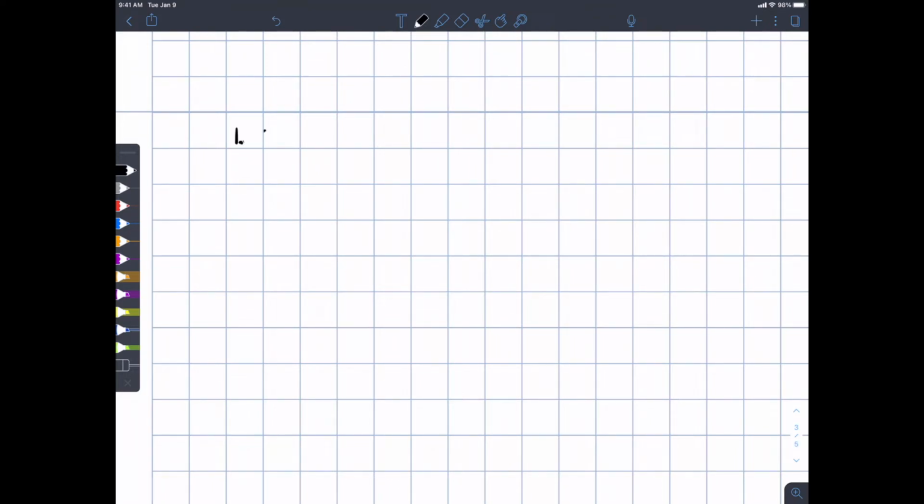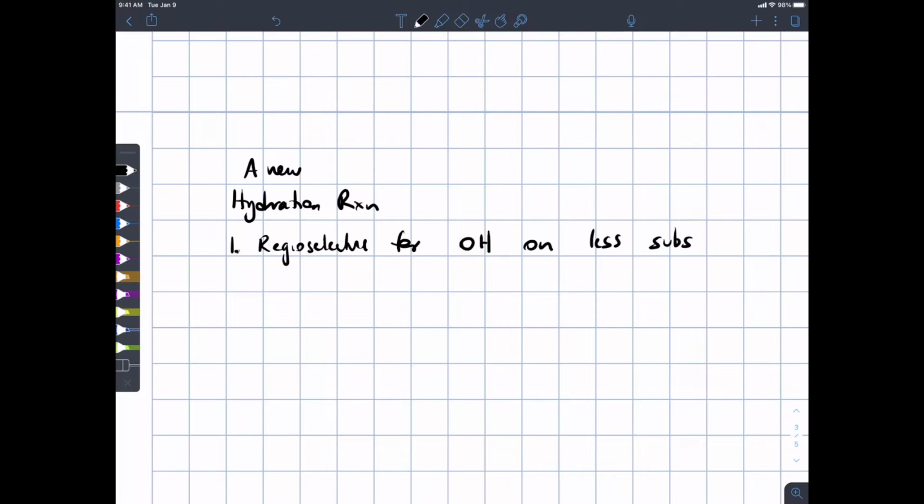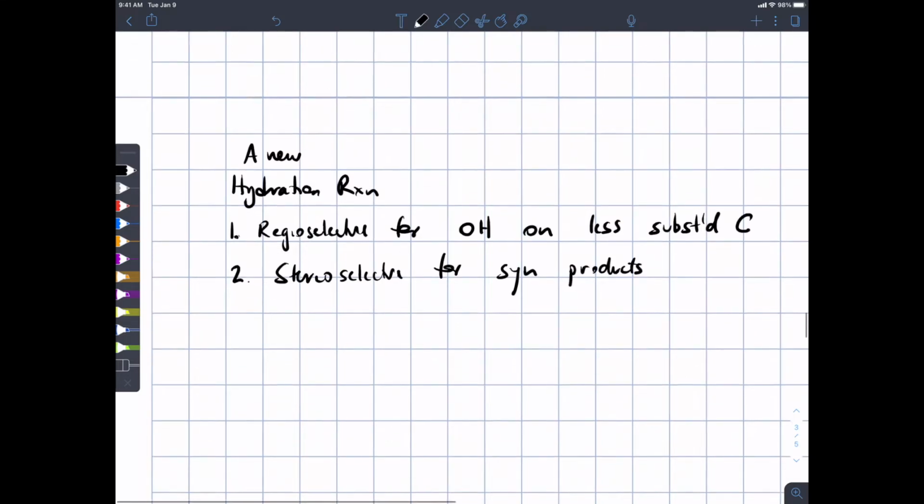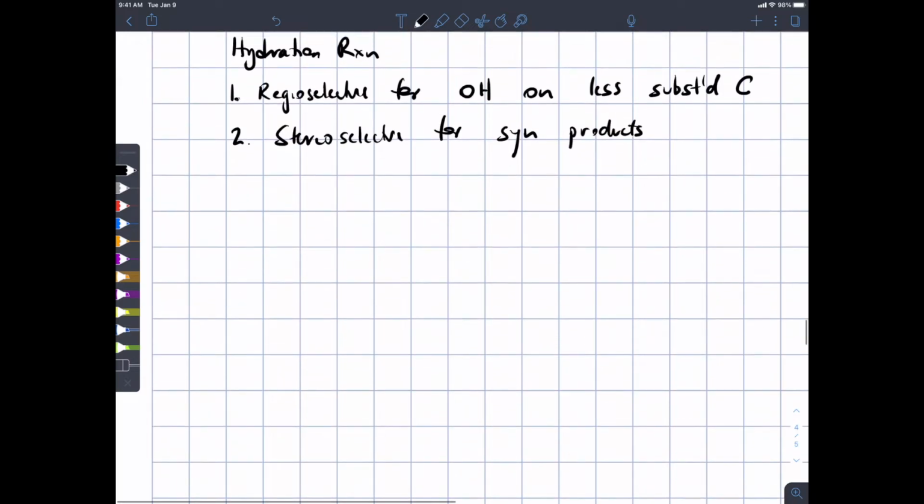First, it's regioselective. It's a hydration reaction. It's an overall hydration reaction that is adding water across a double bond that is regioselective for OH ending up on the less substituted carbon. And it's stereoselective for syn products. So this is sort of the backwards version of what we've done so far.